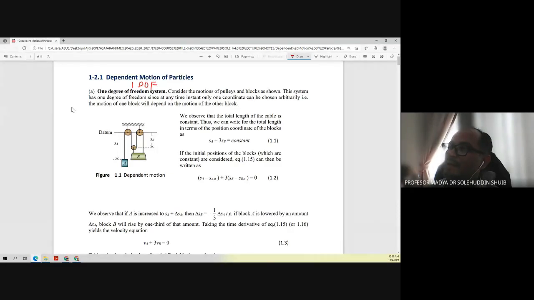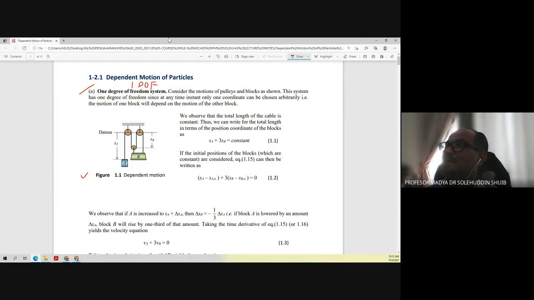For case number one, if you see this figure, what you can see is the pulley and we have blocks. So this system has one degree of freedom, since at any time instant only one coordinate can be chosen arbitrarily.